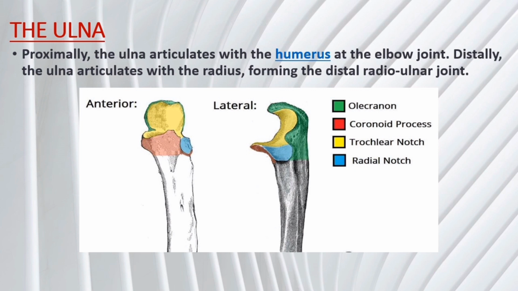Olecranon: a large projection of bone that extends proximally, forming part of the trochlear notch. It can be palpated as the tip of the elbow. The triceps brachii muscle attaches to its superior surface. Coronoid process: this ridge of bone projects outwards anteriorly, forming part of the trochlear notch. Trochlear notch: formed by the olecranon and coronoid process.